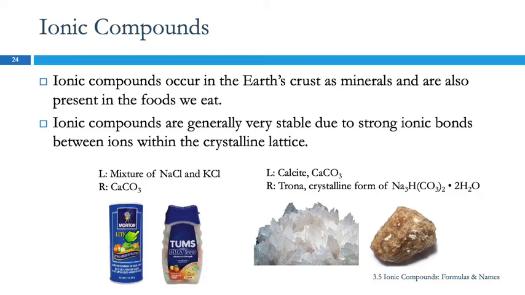This is Morton's light salt, and what makes it light is that it's a mixture of sodium chloride and potassium chloride. So if you use the same amount of this salt, you'll get less sodium. Calcium carbonate. Calcium is a metal. Again, this is an ionic compound.